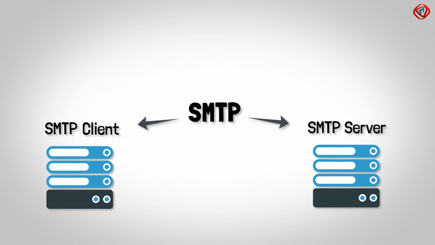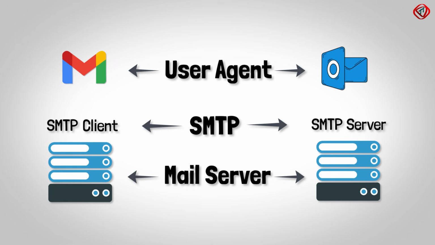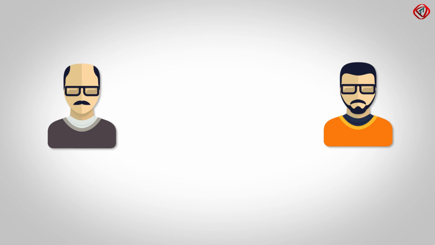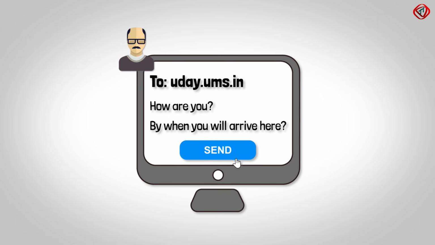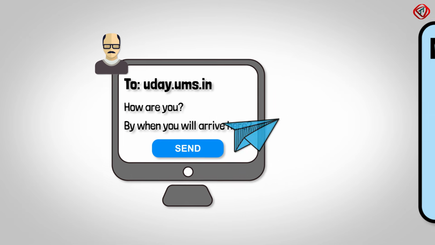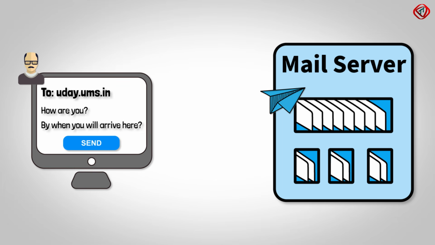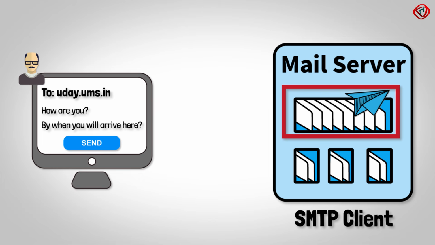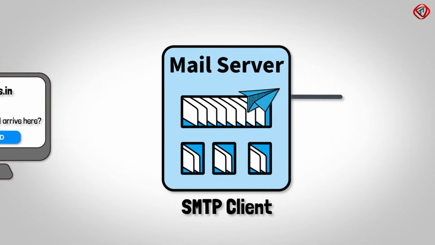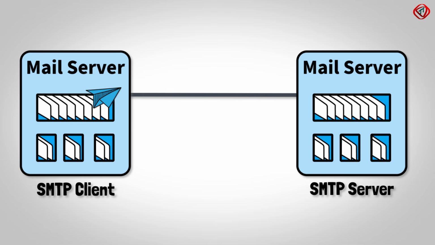Let's understand how the three components, user agent, mail servers, and SMTP, work together in the internet's mail system with an example. Suppose Rev wants to send an email to Uday. Rev opens Outlook, writes a message, enters Uday's email ID, and clicks send. Rev's email client, which is Outlook, sends the message to his mail server, where it is stored in the message queue. The SMTP client on Rev's mail server detects the email in the queue and establishes a TCP connection with the SMTP server on Uday's mail server to begin sending the email.